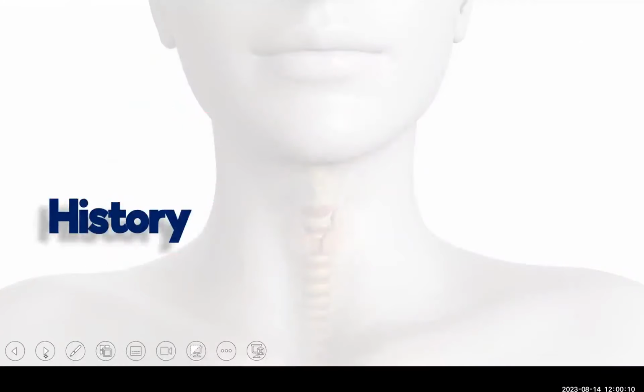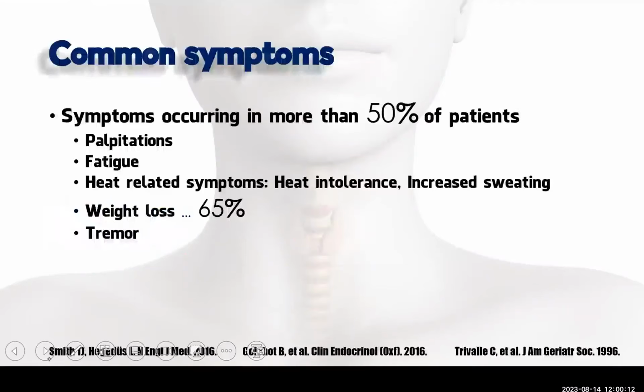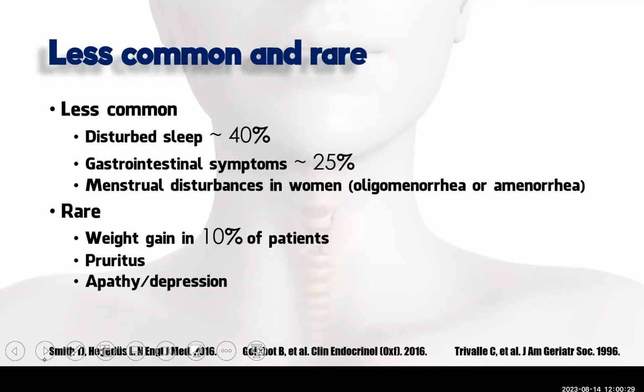How would a patient with hyperthyroidism present? So the common symptoms occurring in more than 50% of the patients would include palpitations, fatigue, heat-related symptoms like heat intolerance and increased sweating, weight loss in up to 60%, 65% of the patients, and tremors. These are the common symptoms. The less common symptoms include disturbed sleep, gastrointestinal symptoms like hyperdefecation or diarrhea, and menstrual disturbances in women, mainly in the form of oligomenorrhea or amenorrhea. The rare presentations would include weight gain occurring only in 10% of the patients, pruritus, apathy, and depression.